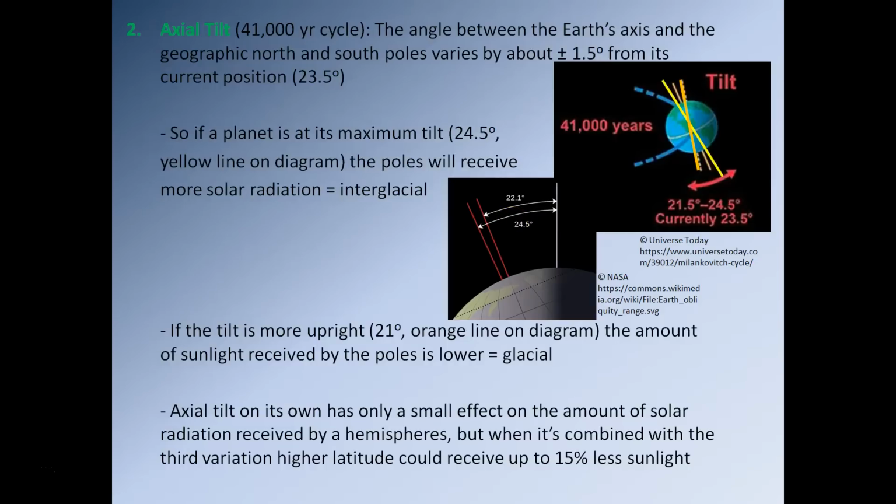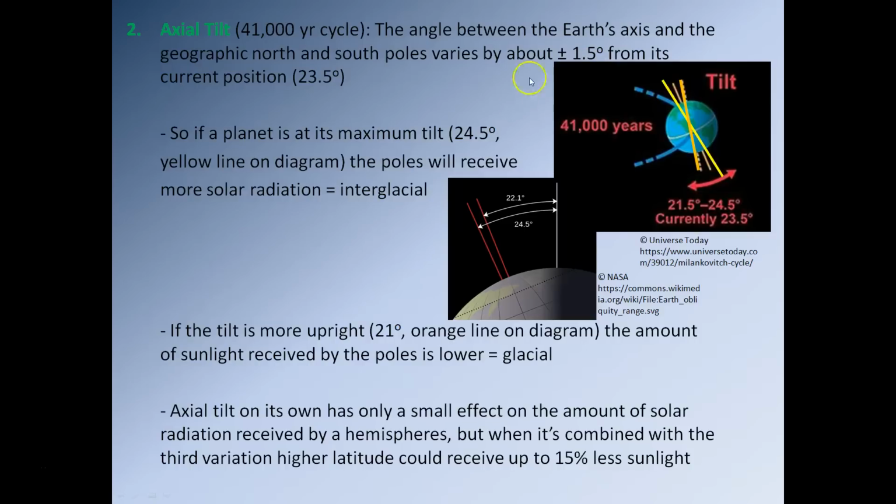So this variation is not huge, but it can have quite a significant effect on the amount of solar radiation received by the northern or southern hemispheres during the year. Now, this variation is going to work on a time period of around 41,000 years. So, if the Earth is at its maximum tilt, that's 24.5 degrees, that's going to be this yellow line here on this diagram. The poles will receive more solar radiation.